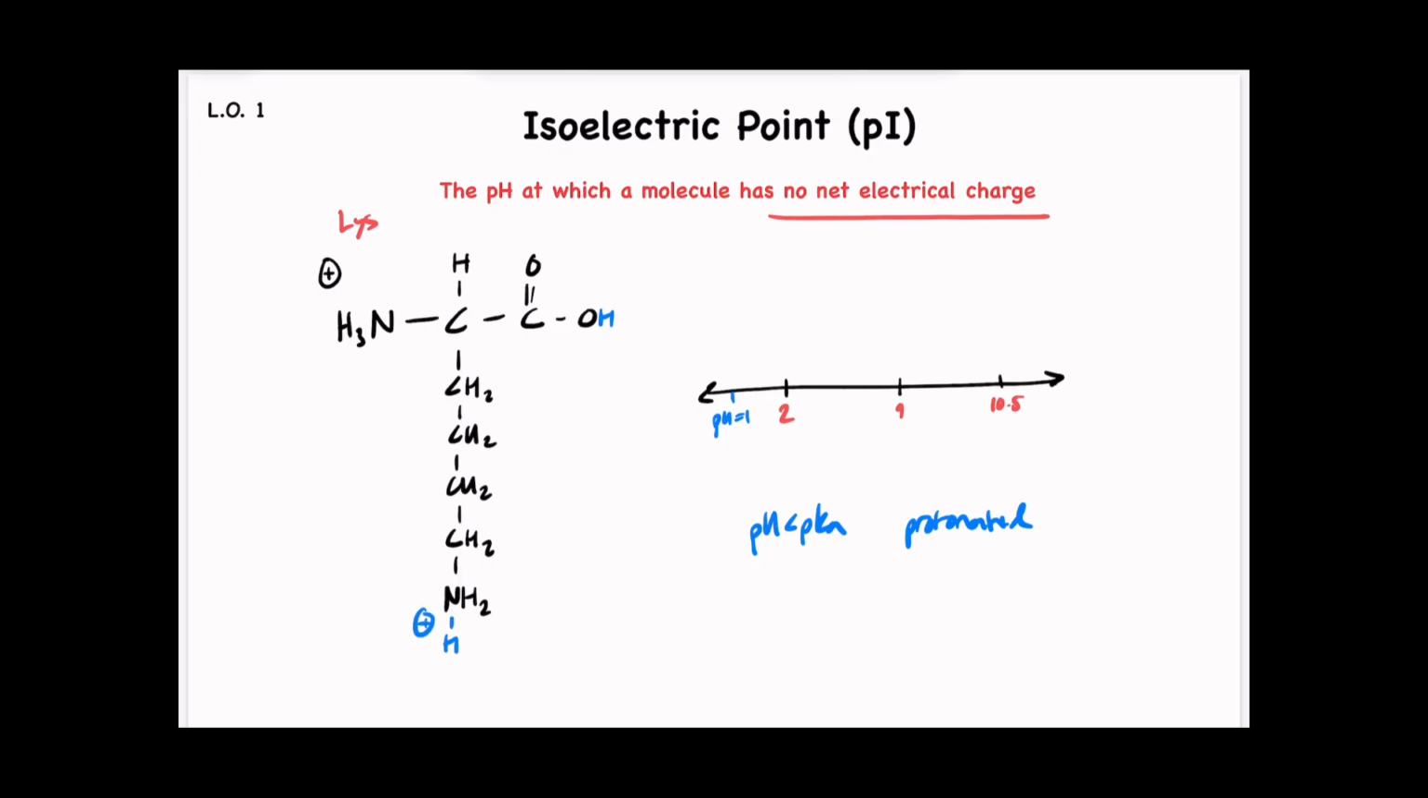And so what's the overall charge of our molecule? Well, let's take a look. This group has a charge of 0. This group has a charge of +1, and this group has a charge of +1. So overall, at a pH of 1, our charge would be +2. So now let's keep going.